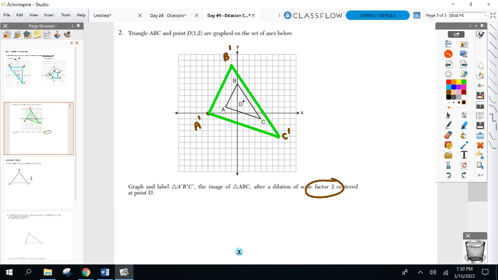Questions from you? How's it look? Just graph and label, so I don't need to state it in this case. Everyone good on a graph now? How to dilate a figure on a graph. All right, we got to get off the graph now. I want to dilate these just in space, and not on a graph. So how do I dilate in space?